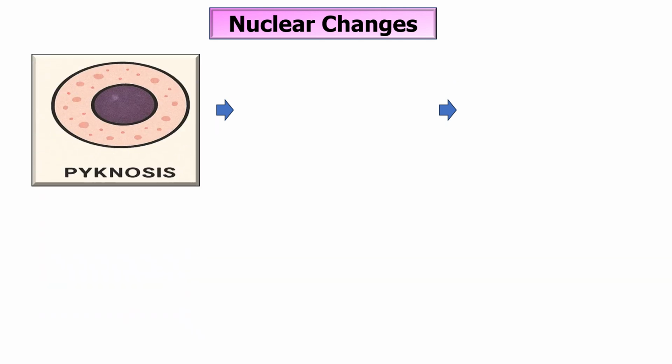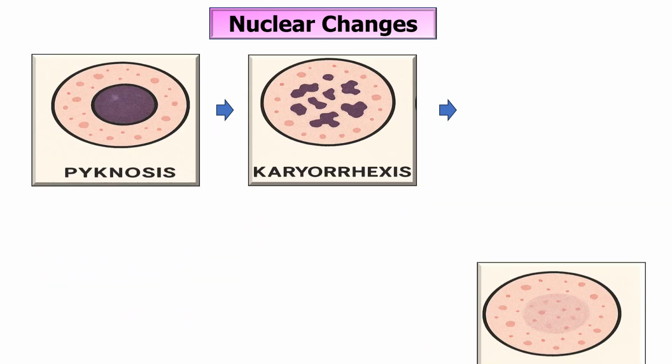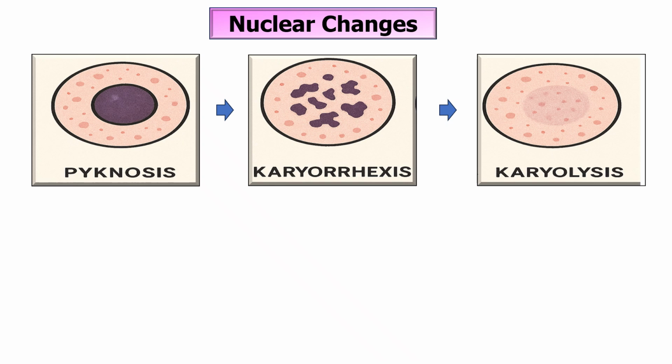First is pycnosis, followed by karyorrhexis and then karyolysis. You should remember these nuclear changes in this order only. That is pycnosis, karyorrhexis and karyolysis. In pycnosis, there is condensation of the chromatin into a small dot-like structure. In karyorrhexis, the condensed chromatin is broken down into small fragments. In karyolysis, there is complete dissolution of the nucleus.